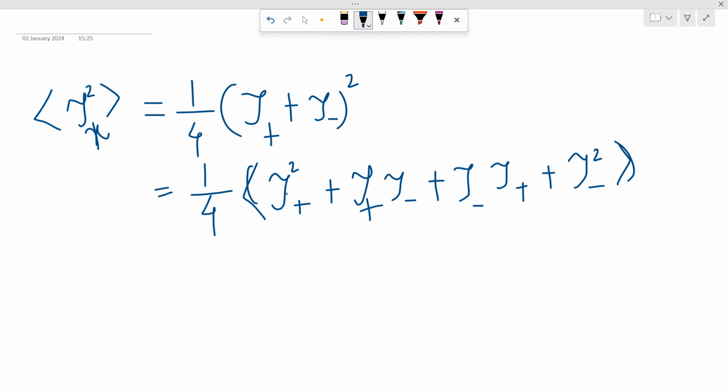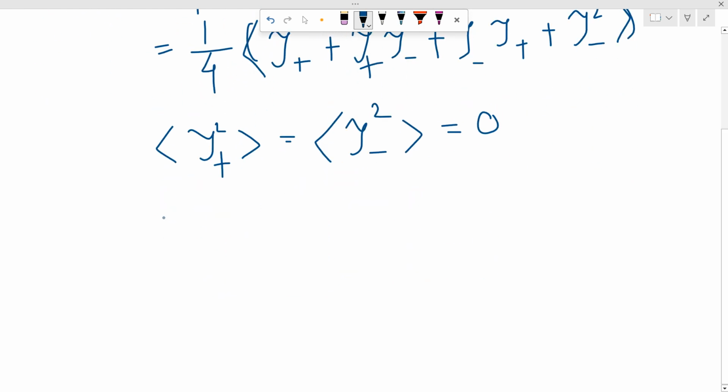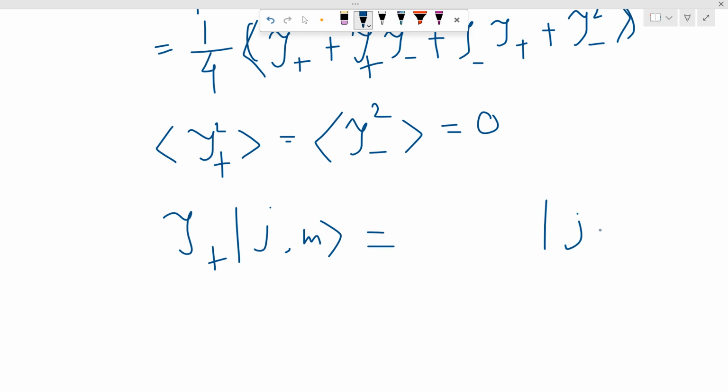See, one thing will be there. Again, ⟨j+²⟩ = ⟨j−²⟩ = 0. Why? Because see, what does j plus do? For example, this is your j, this is your m. What does this ladder operator j plus do? It increases the value of m by 1.